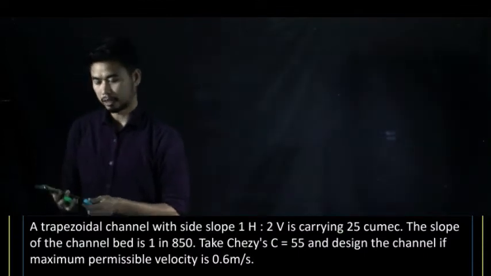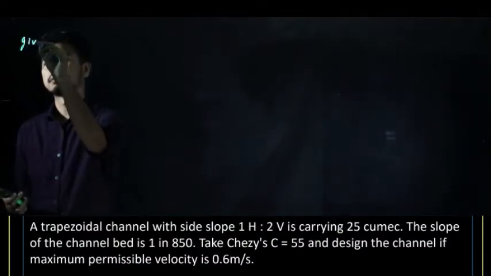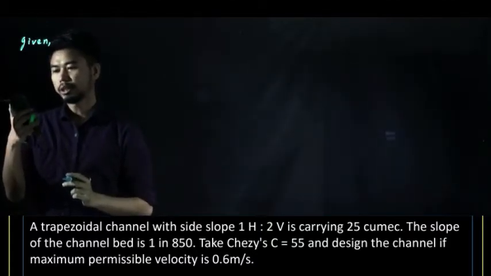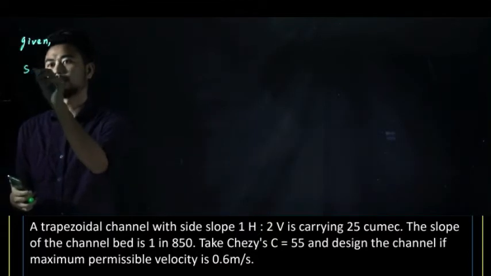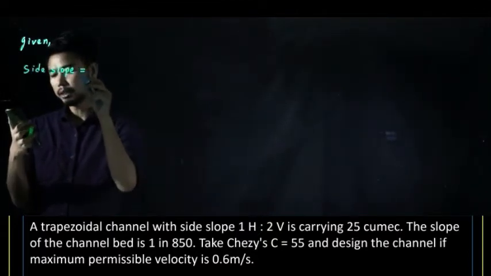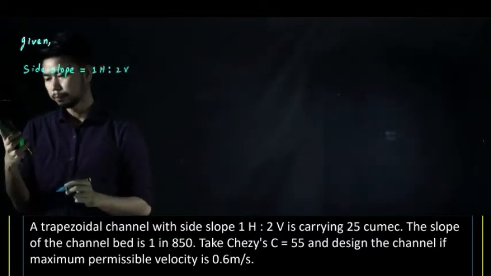First of all, read the question properly and write down the given data. So let's write the given data. A trapezoidal channel with side slope. First of all, you write down the given data properly. Side slope is given as 1 horizontal to 2 vertical.